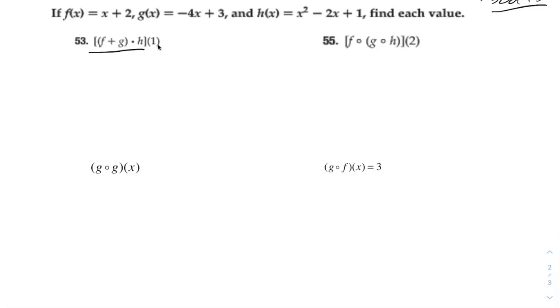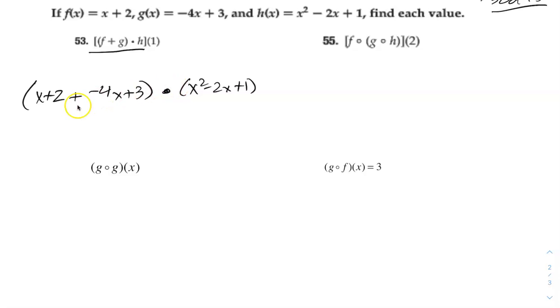So what's f plus g? In parentheses, that would be x plus 2 plus g, negative 4x plus 3. Then I've got to times that by h, which is x squared minus 2x plus 1. And then I want to plug 1 in. So I'm not going to do anything with the 1 right now, but I'm going to plug 1 in eventually.